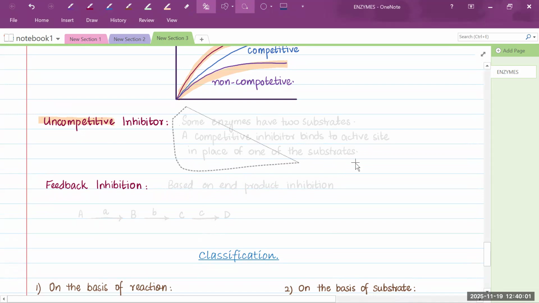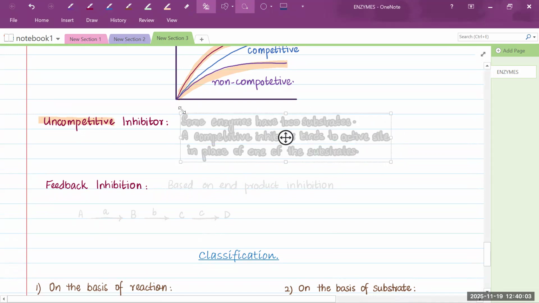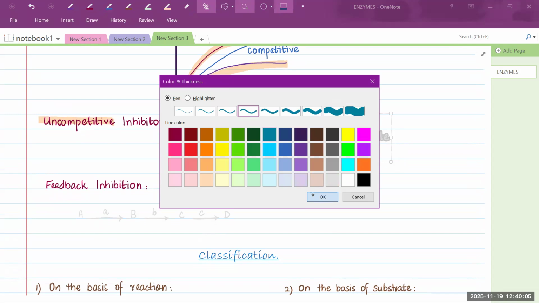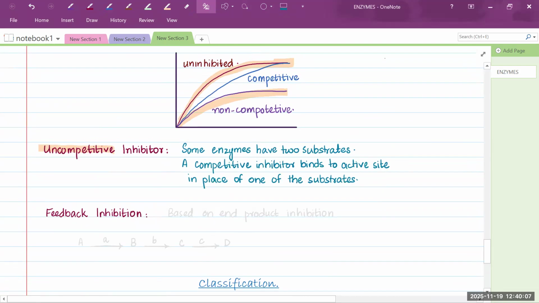Okay, so uncompetitive inhibitor is that, for example, some enzymes have two types of substrate. Now this is the enzyme here, and it has two types of substrate, right? These are the two types of substrate that I'm drawing. Please ignore my drawing again. This is the substrate 1. This is the substrate 2.